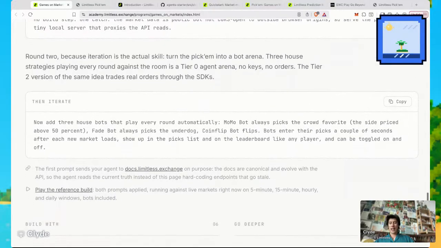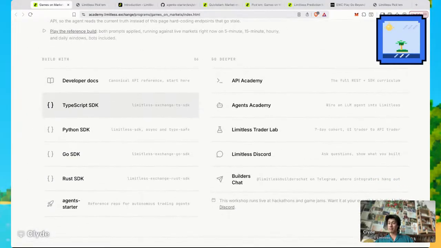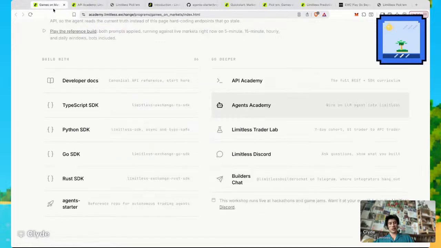And with that, I also want to mention a little bit about what resources we have out there for devs. We have, of course, the developer docs, which I touched on. We have SDKs in all these different languages, and an agent starter kit. In this same academy.limitless.exchange, we have a curriculum on how to go about using an API when interacting with the prediction market, and using different SDKs. This is all set up to be very AI harness friendly, where you can copy all of these pages as markdown and feed them into your agents.